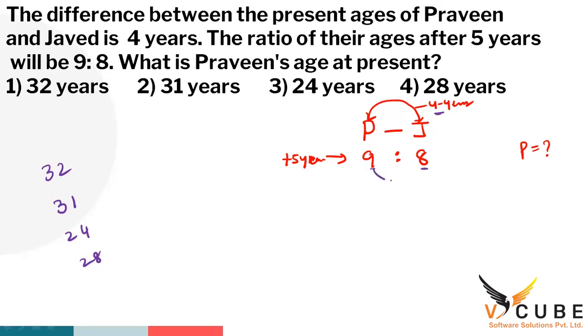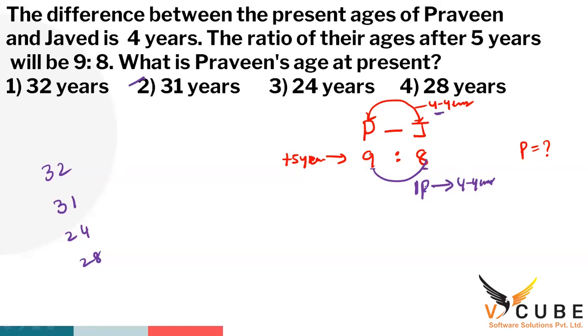So 9 and 8. Difference is how many parts, guys? One part. One part is equal to how many years? 4 years. So 31 years? Yes, very good, excellent. 31 is the right answer. Very good. Right. 31 is the right answer.